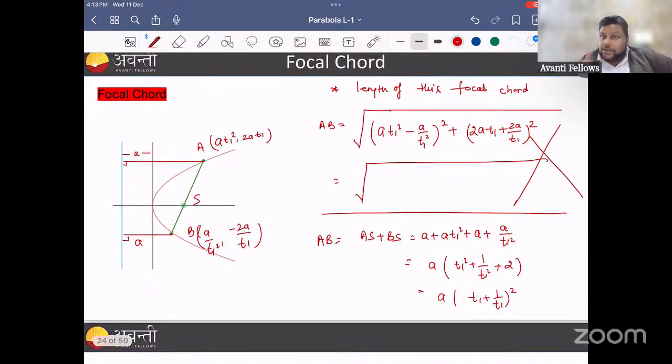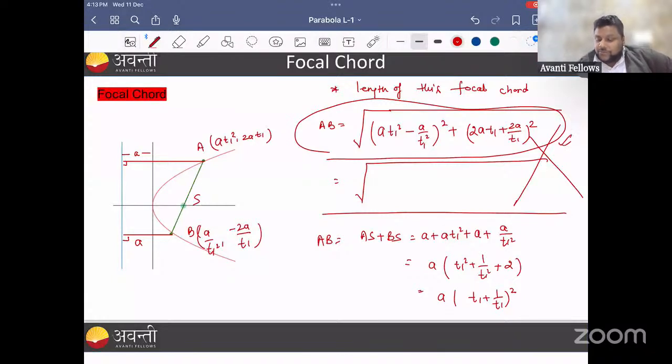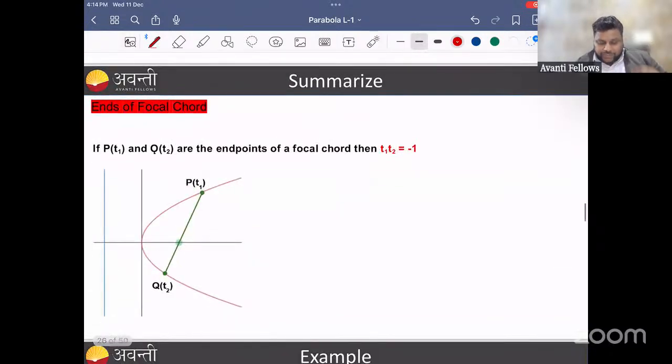Now I particularly told you, don't find the length of the focal chord using this formula. Got it? Find the length of the focal chord using AS plus BS. Now AS is a plus at1 square. BS is a plus a by t1 square. Now simply it is a times (t1 plus 1 by t1) whole square. Now see what few things come from this.